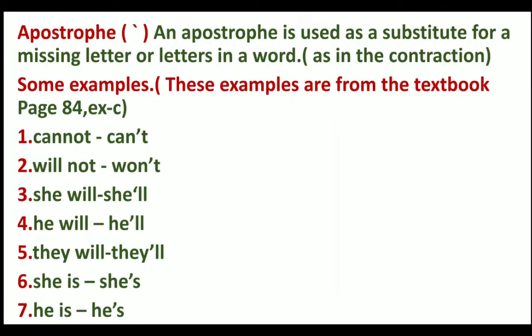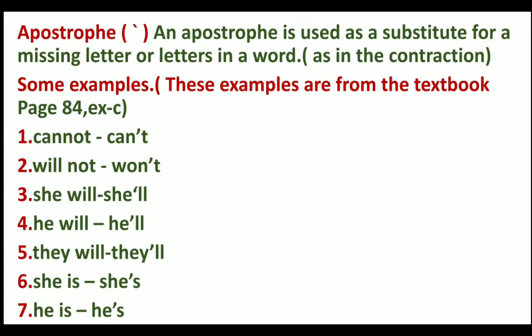Now the apostrophe. An apostrophe is used as a substitute for a missing letter or letters in a word, as in the contraction. Alright, some examples are here. And these examples are from the textbook, page number 84, exercise C. You may do this in your textbook.